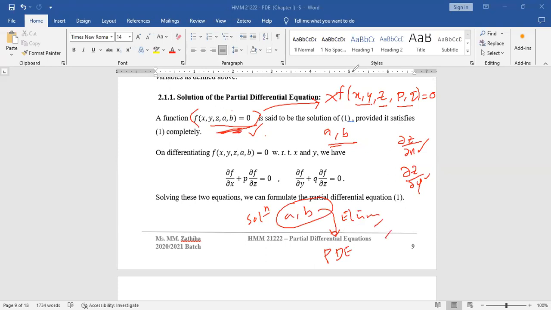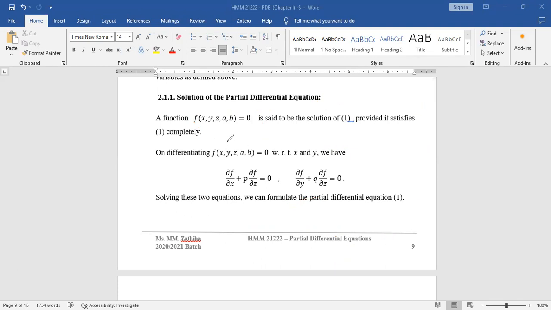So the only thing is we're gonna partially differentiate. Okay. So let's say this is our solution that I have given with two arbitrary constants. So if we eliminate these two, we can have x, y, z, p comma q. Okay. So if we eliminate these two with this trick, we can get our equation. So you can see I'm gonna differentiate this solution with respect to x. Let's say my f(x, y, z, a, b) is my solution, equal to 0.